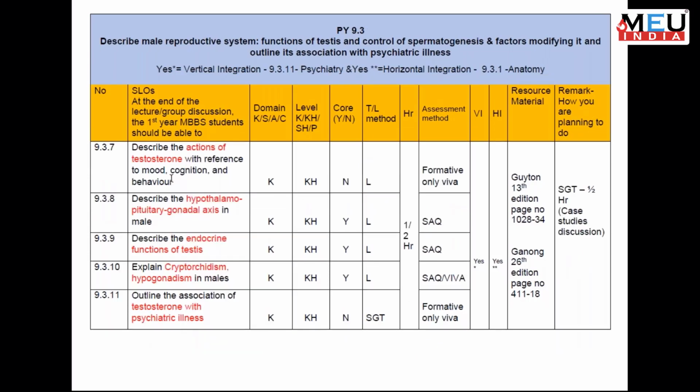Now the next SLO for the same competency 9.3: describe the action of testosterone with reference to mood, cognition, and behavior. Describe the hypothalamo-pituitary gonadal axis in the male. Then the next one is describe the endocrinal function of testes. Then explain cryptorchidism and hypogonadism in males. And the last one is outline the association of testosterone with psychiatric illness.